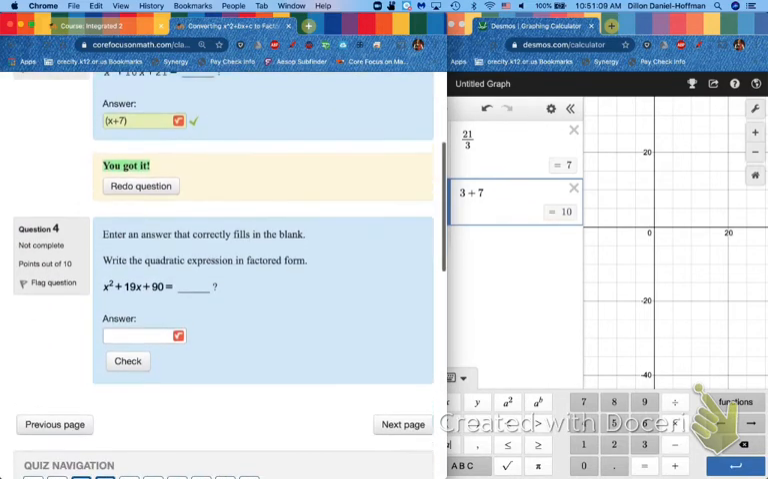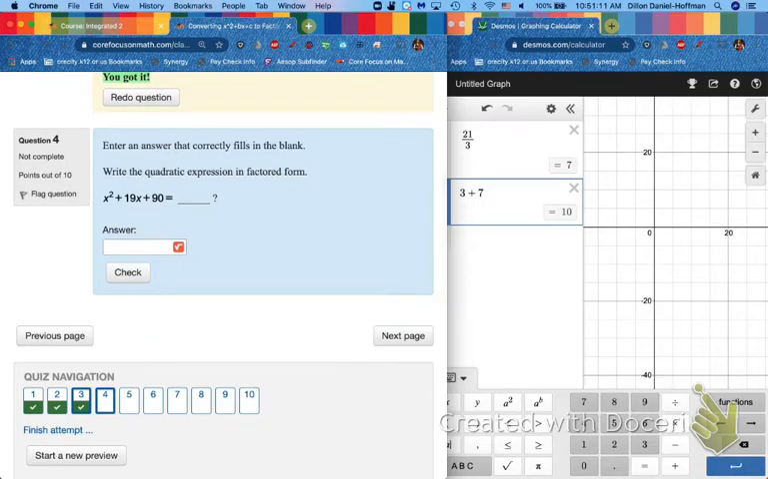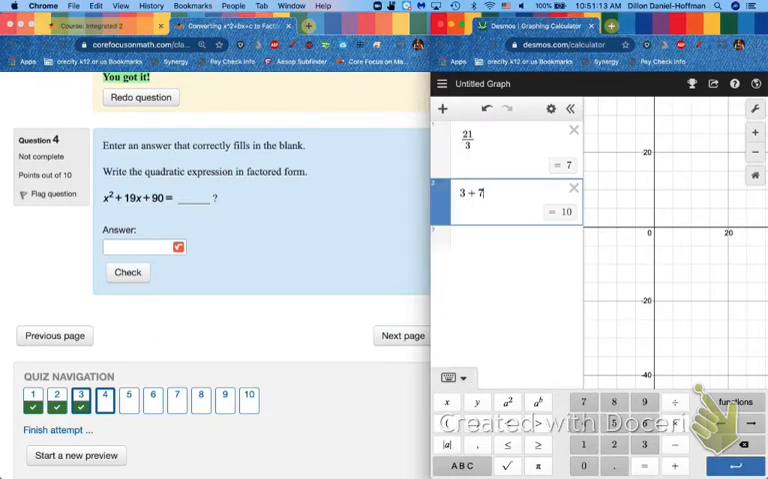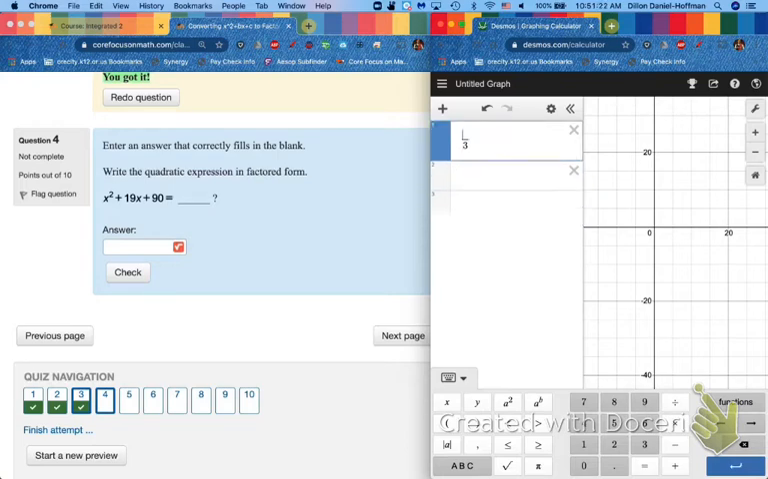All right, adds to 19, multiplies to 90. Can you do that one in your head? Can you just see it? Maybe take a second. What multiplies to 90 and adds to 19? Well, 90 ends in a 0, so that's a big hint. Very big hint. But I'll go through it manually.